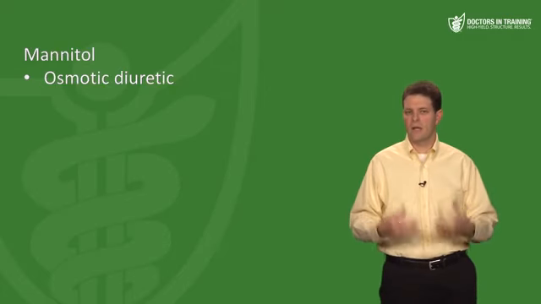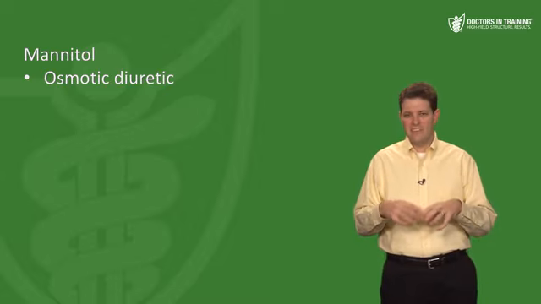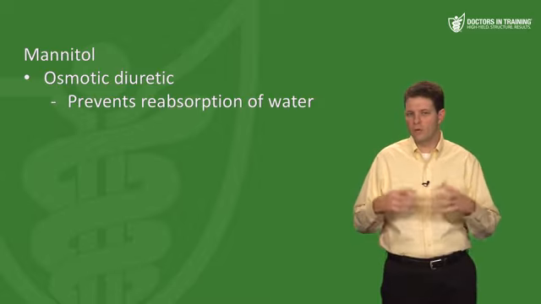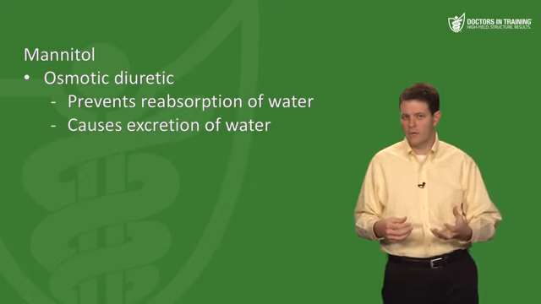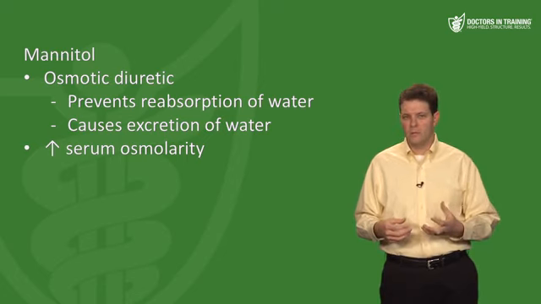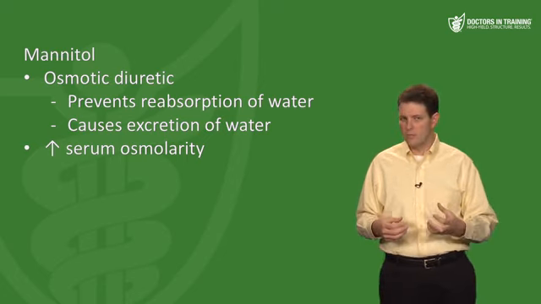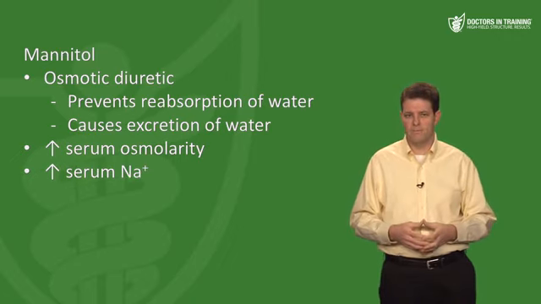Next up is mannitol, which also works in the proximal convoluted tubule. Mannitol is an osmotic diuretic. Mannitol causes an osmolar load that stays in the filtrate and prevents reabsorption of free water in the proximal tubule. So it causes excretion of free water. Now obviously mannitol will raise serum osmolarity, but what does mannitol do to the serum sodium? Well, if you're losing free water, serum sodium is going to rise a little bit.